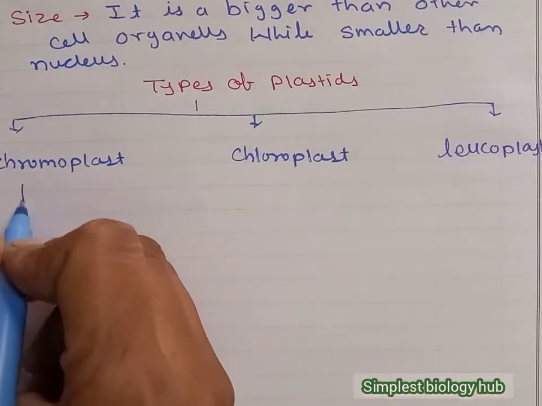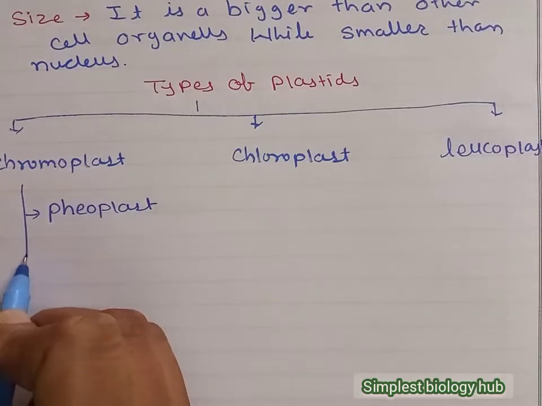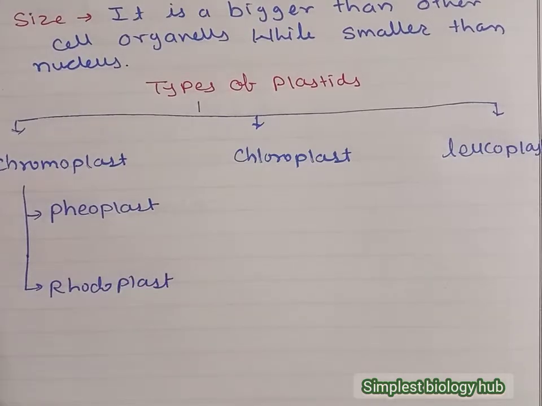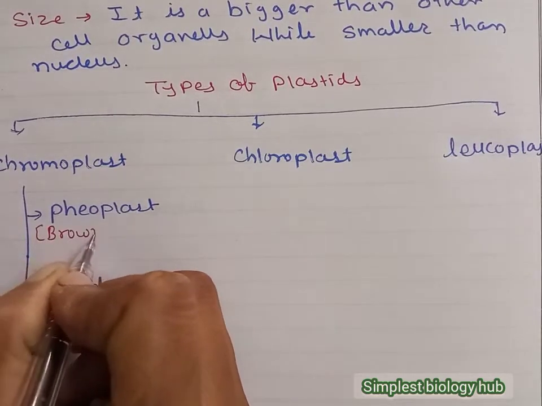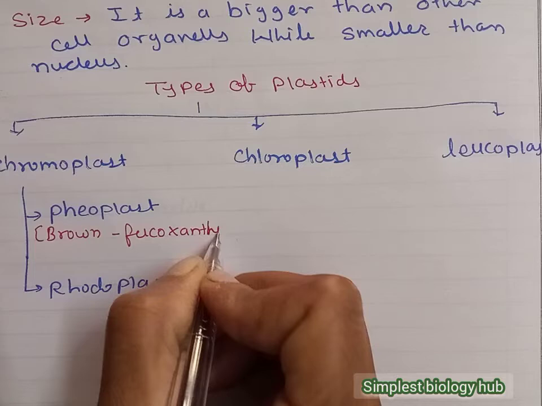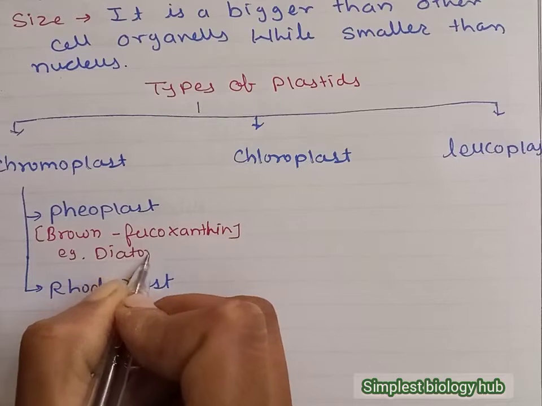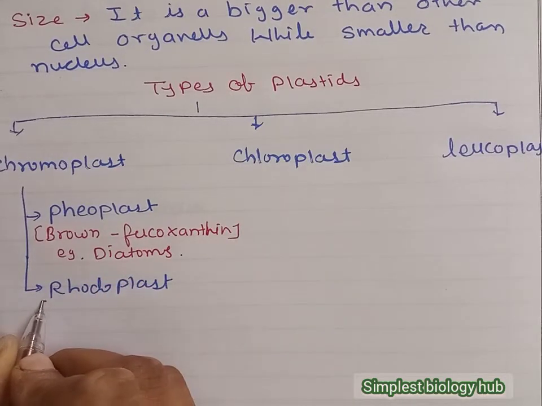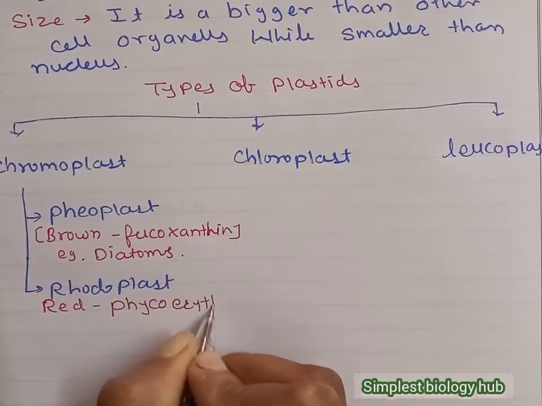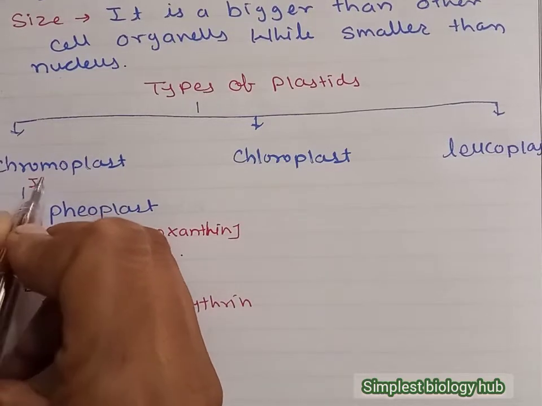Now chromoplast is again divided into a number of types depending on what type of pigment is present in it, but in your syllabus two types are mainly explained here. The first is pheoplast. It contains the brown color pigment, and the name of the pigment is fucoxanthin. The most common example of the pheoplast is diatoms. And the second one is rhodoplast. It contains the red color pigment, and phycoerythrin is present in rhodoplast. These are the most common examples of chromoplast.